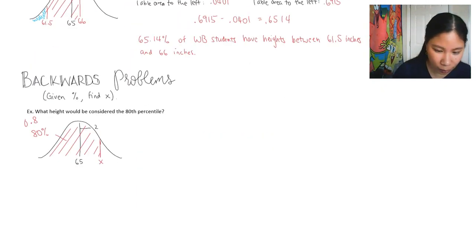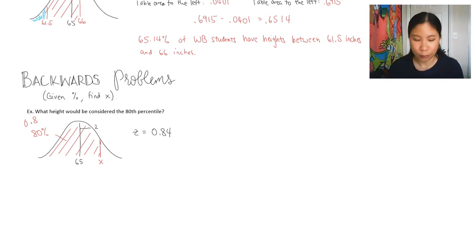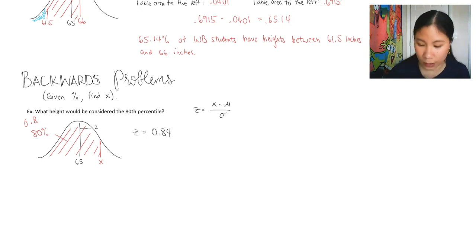So for this problem, with 80% to the left of our z-score, that z-score will be 0.84. Now that we have a z-score, we can use the z-score formula to solve for x. Remember, our z-score formula is x minus mu over standard deviation. We know z equals 0.84, so we can plug in our mean of 65 and our standard deviation of 2 and solve for x.